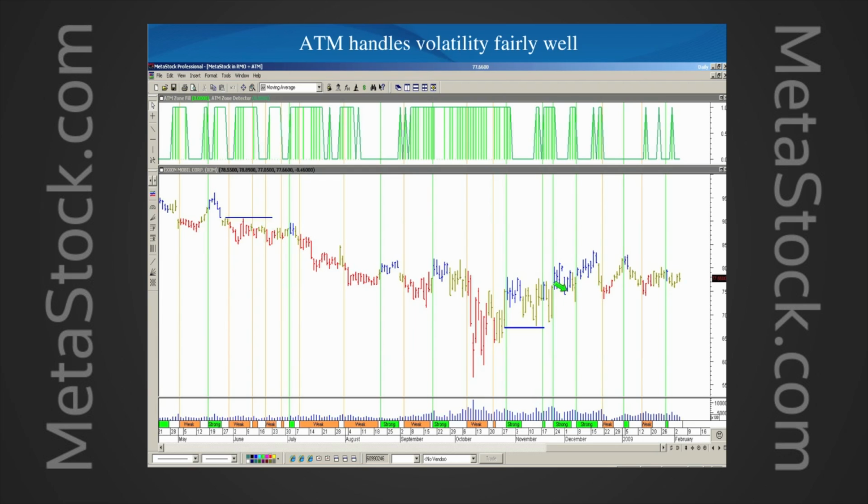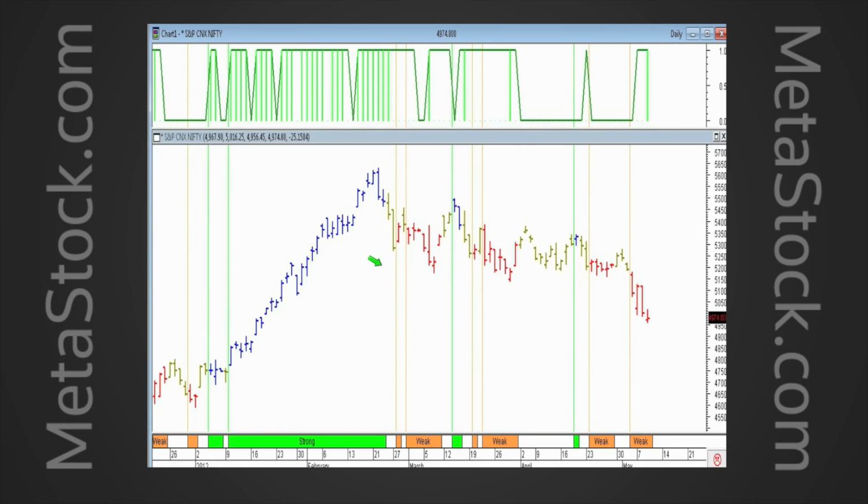It can turn responsive and it can also lag depending on the pace or the speed of the market, which is really important. Again, this is a good example of a dormant market. You can see the dormant mode. When you get the buy, do not take that buy signal even if it goes above the high. Okay, so that's how I'd say that the ATM does handle the volatility fairly well.